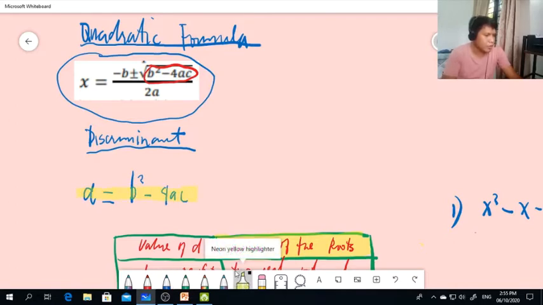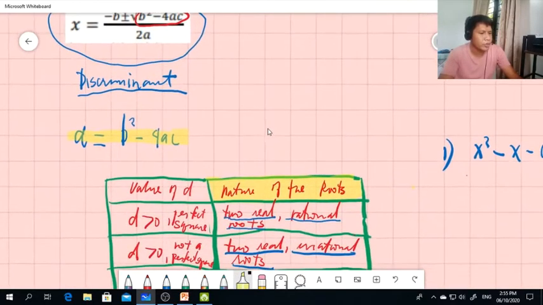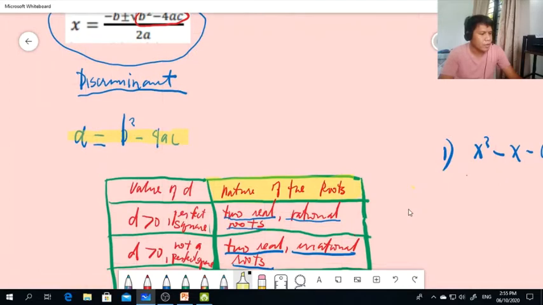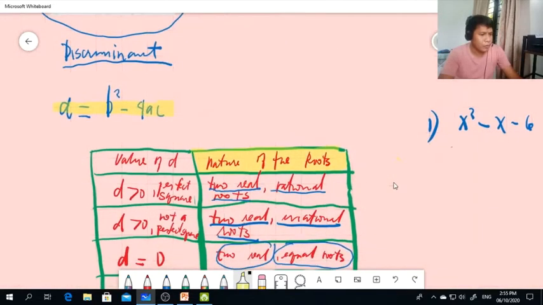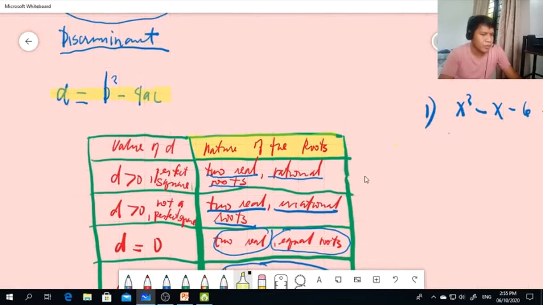We will be needing this discriminant in order for us to determine the nature of the roots of the quadratic equation. So if you solve the value of D, and this will be the result, then there's a corresponding nature of the roots of the quadratic equation. So I created here a table for the nature of the roots of quadratic equations. In the first column, you have the value of the discriminant.